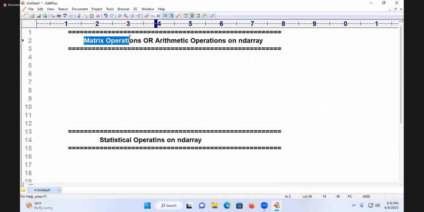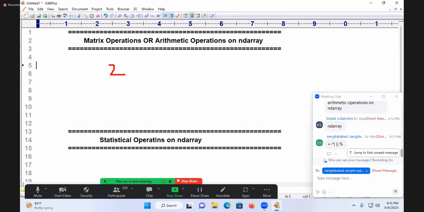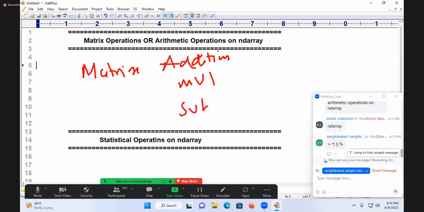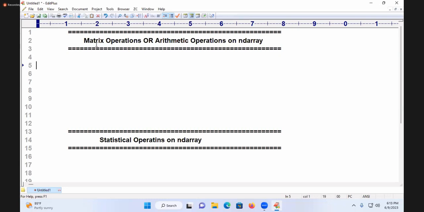Now students, matrix operations: a 2 by 2 matrix, and I want to add another 2 by 2 matrix. That is simply matrix addition, which you are already aware of from your school days. And next is matrix multiplication, matrix subtraction, matrix division, matrix modulus, matrix exponentiation. These many operations I want to do, and it is very simple after seeing the previous things. So what operations can you do on the matrices?